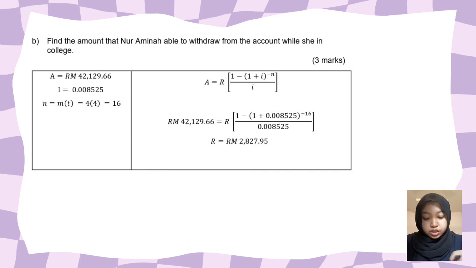For question 2B, find the amount that Nur Amina is able to withdraw from the account while she is in college. The information that we have is A equals RM 42,129.60, I is 0.008525, and lastly N equals M times T, which is 4 times 4 equals 16.